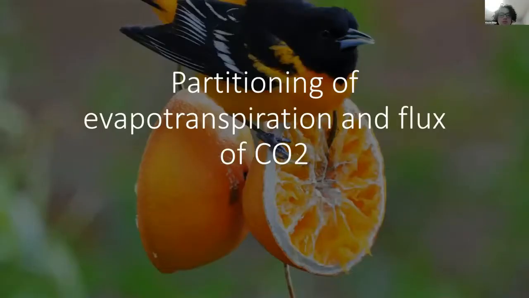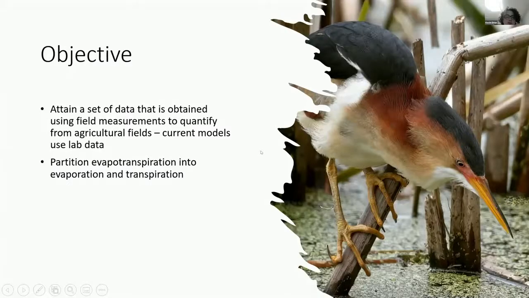So my project is basically partitioning evapotranspiration into evaporation, transpiration, and measuring the flux of CO2 from the soil and the atmosphere and vice versa. And what's new about this is that we're attaining this set of data using field measurements from actual agricultural fields. And a lot of these measurements right now are sort of models based off of lab data, which, obviously has inaccuracies because it's not in the actual field.